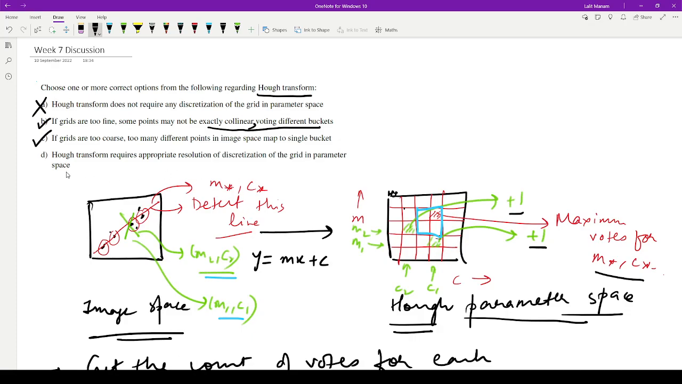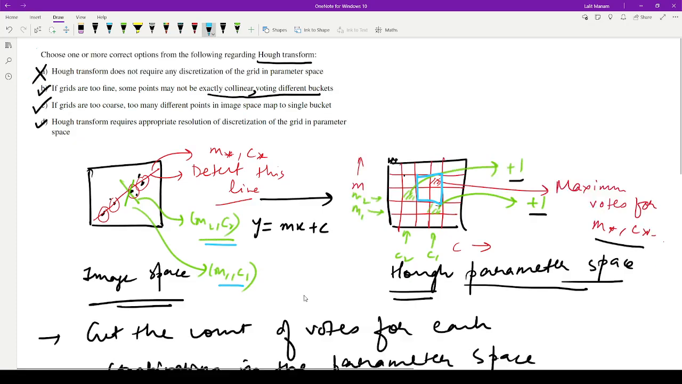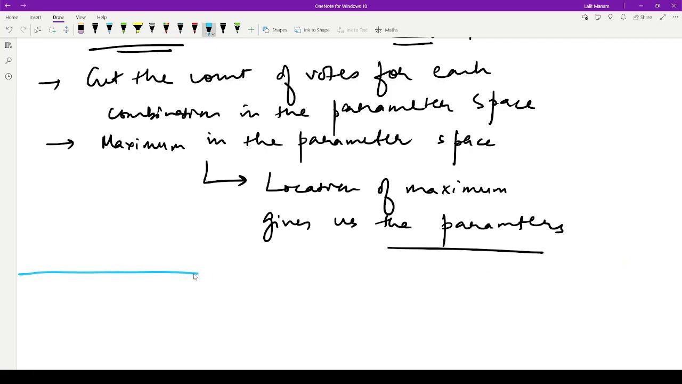The fourth one is Hough transform requires appropriate resolution of discretization of the grid in the parameter space. So that's what we discussed right now, that based on the noise or based on the application. For instance, if you have multiple lines, you would like to discretize it appropriately. So all last three points are right. Any doubts in this question? Based on this question, I guess we discussed the Hough transform itself. We'll move on to the next question then.